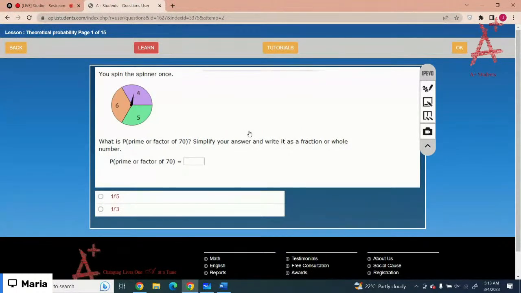Got it? So that means the probability is 1 over 3. Out of the three outcomes, 4, 5, and 6, just 5 is a number that is prime or a factor of 70. It is 1 over 3. Got it?